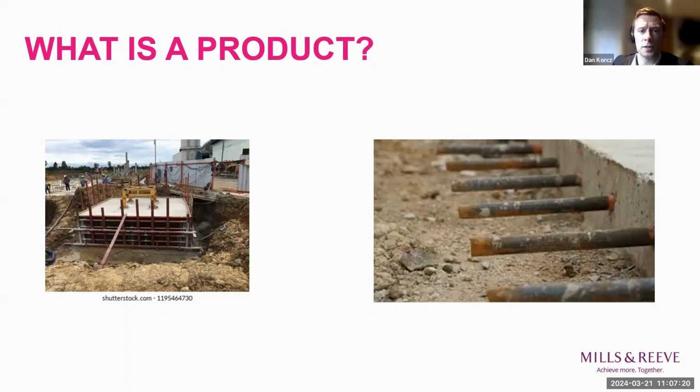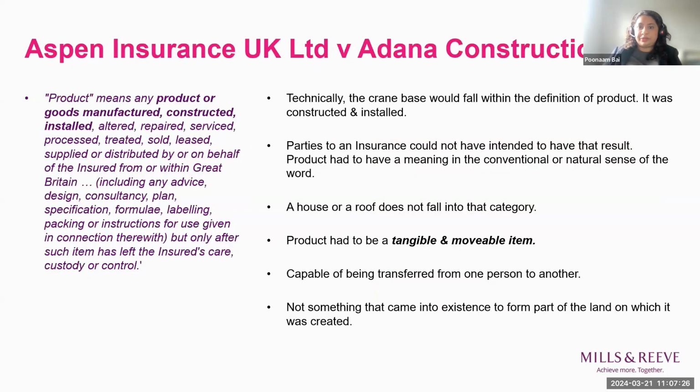Okay, so what was the decision then of the court in this case? Yes, so the court held that the crane base was not a product, but the dowels were. Now, if you look at the definition of product under the policy, and I've put it up in the slide, it refers to something that can be manufactured, constructed, installed on site. And while technically the crane base, which was constructed and installed on site, would be a product within this definition, the court was of the view that this was not the result that parties intended to reach.